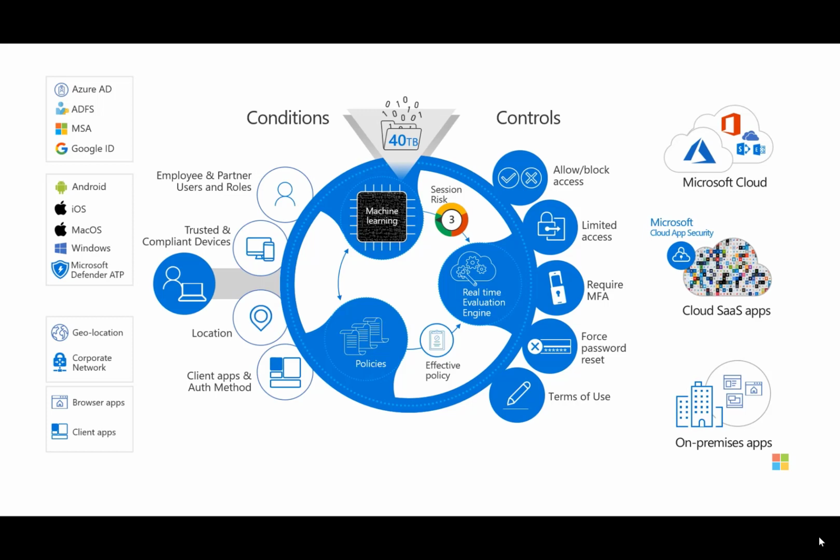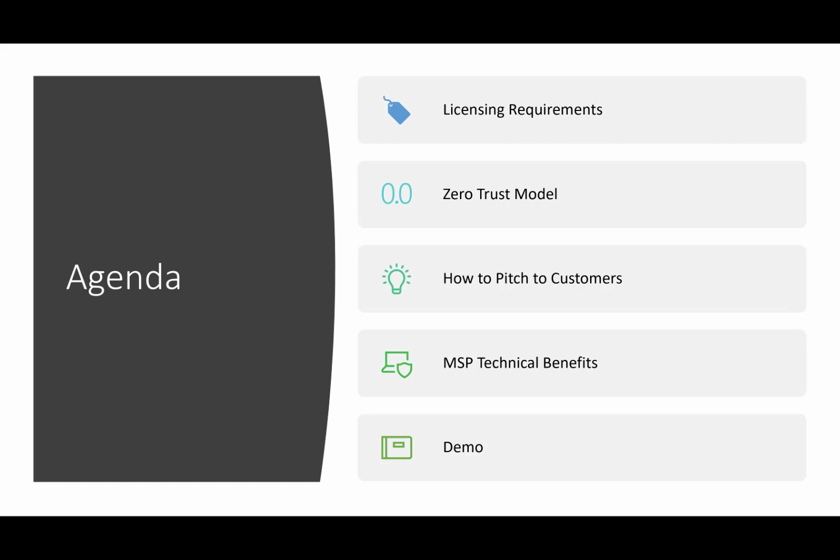So getting into it, if we look at our agenda today, we're going to be going over the licensing requirements for conditional access. We're going to get introduced to the zero trust model and the shifting landscape that we're moving to here. We're going to go into how to pitch conditional access to your customers, what kinds of questions you should be asking them when you're thinking about moving from an Office 365 Business Premium plan potentially to M365 Business and things of that nature.